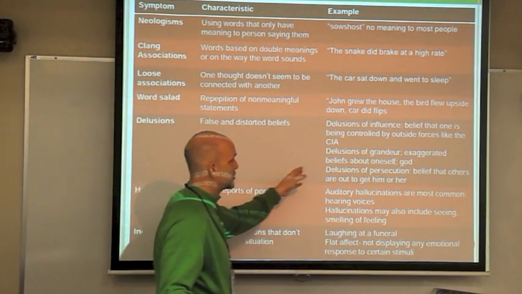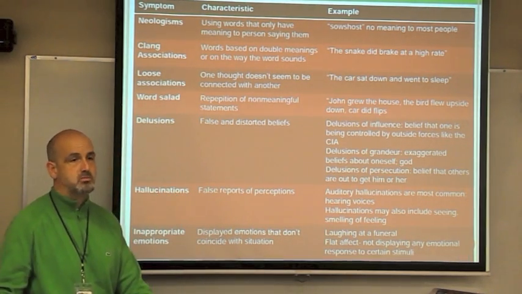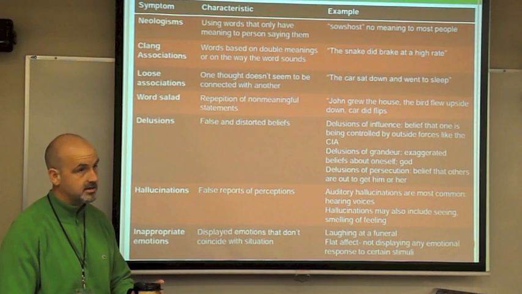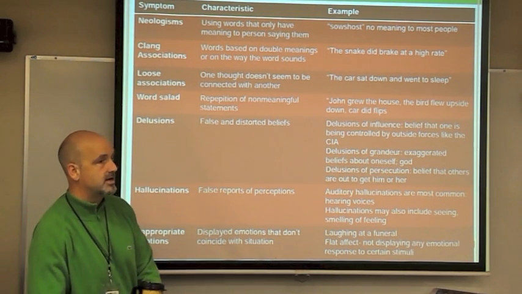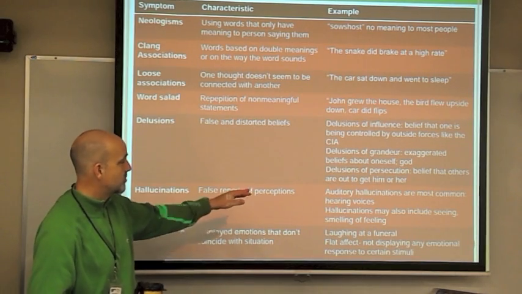Delusions of grandeur is exaggerated beliefs about oneself. Usually it's God. You will sometimes see people believing that they're a prophet, that they're the coming of Christ, that they're here to save everybody, or they're an alien of some sort. And that's delusions of grandeur. Delusions of persecution, the belief that others are out to get them. This is one of the more common ones.